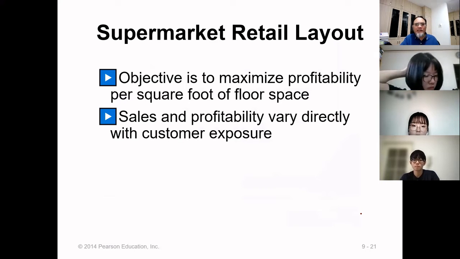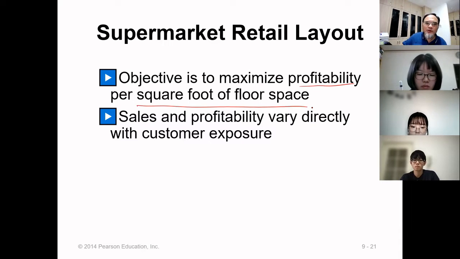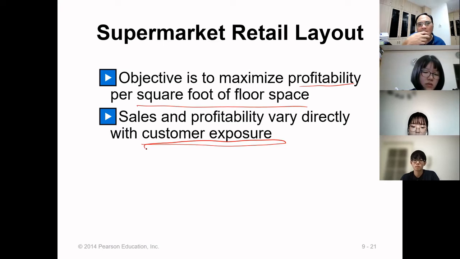Okay, supermarket retail layout: the objective is to maximize profitability per square foot of floor space and also height. Because sales and profitability vary directly with customer exposure, especially for high value items. That's why at the checkout counter they put not only high value items, but also instantaneous purchases. For example, for kids, children, they put the chocolate at the checkout counter because the children will be able to see the chocolates or the sweets at eye level. Kids are this height. They put the chocolate at the same height as the children. They don't put the chocolate high. The children will see these sweets.